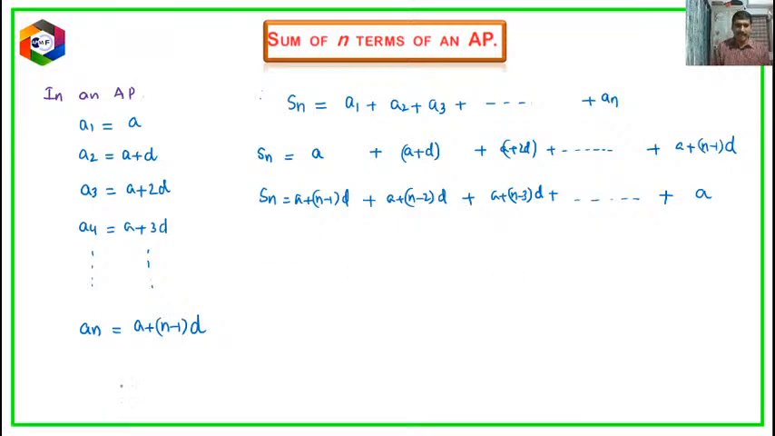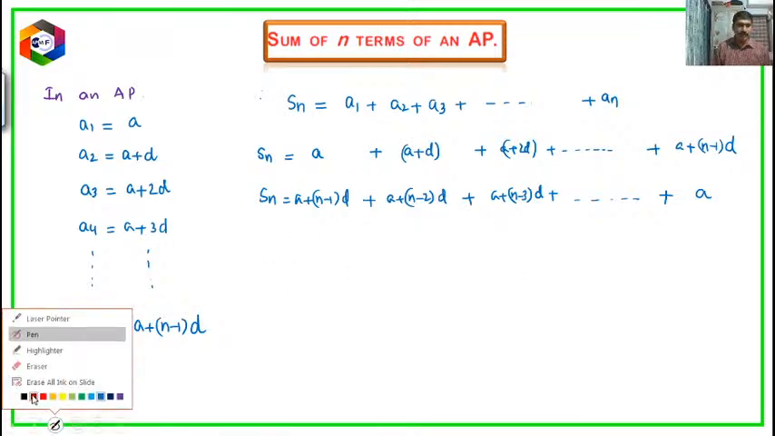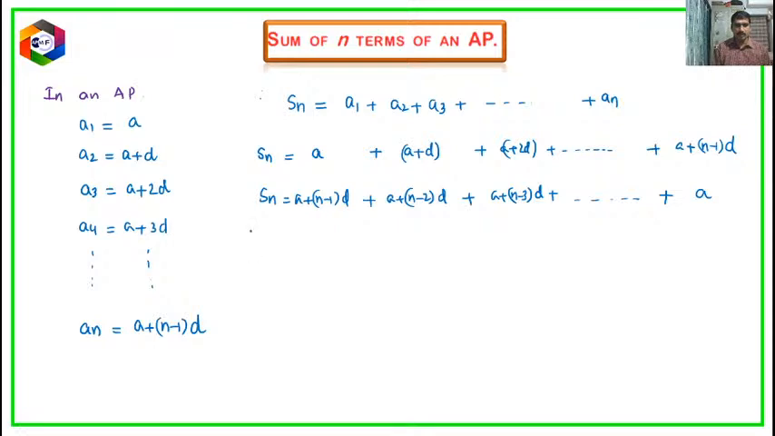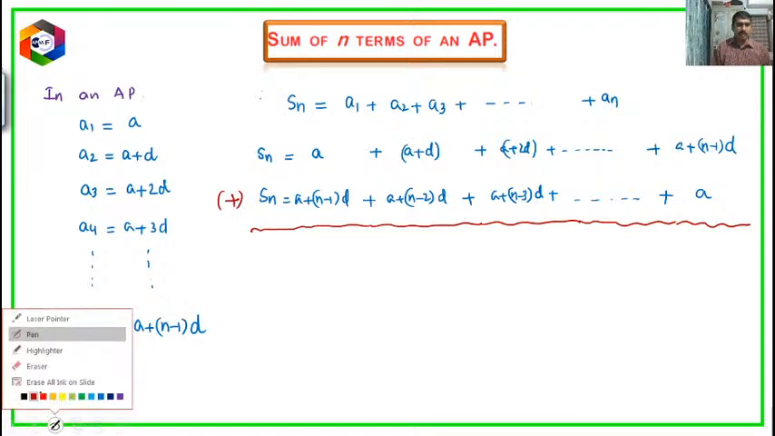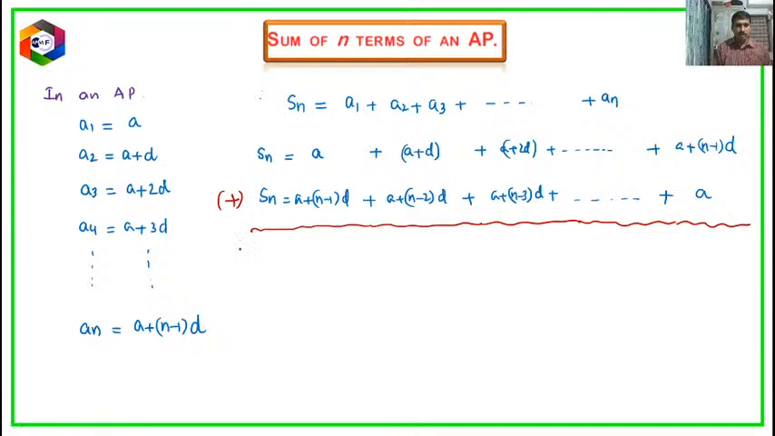Now let us add these two again. రెండింటిని add చేయండి. So here I am going to add these two. Same, however, as Gauss used to find the sum of the first 100 natural numbers, so here we are using. So while adding, observe children carefully here. So this is 2Sn is equals to a plus a, observe, 2a plus n minus 1 into d.